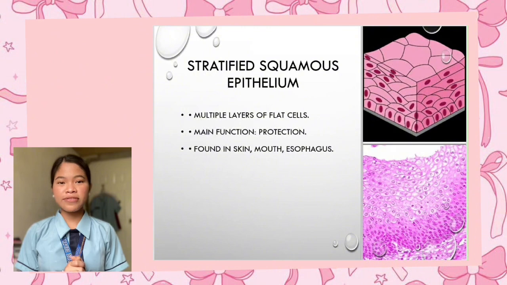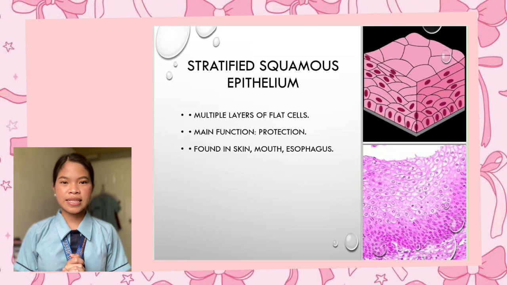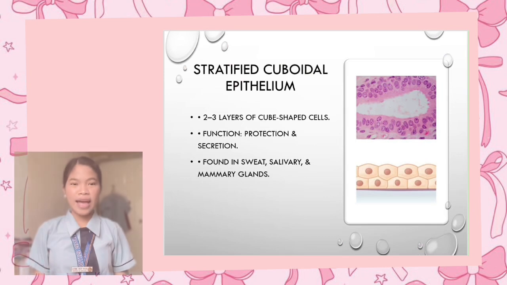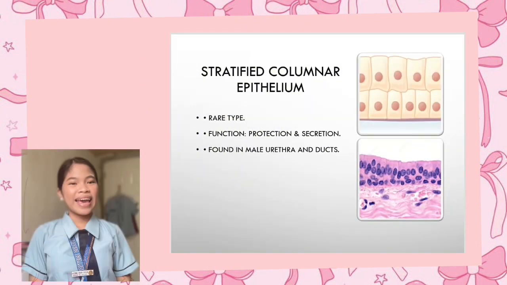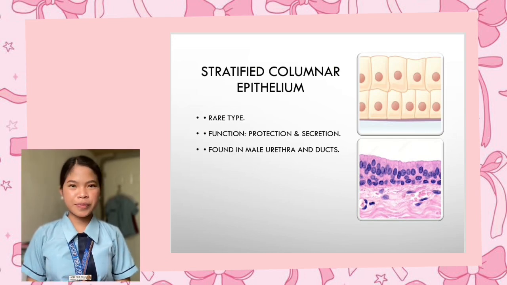Now, let's move to stratified epithelial tissues. These have multiple layers, which means they offer more protection. First is stratified squamous epithelium, found in areas exposed to a lot of friction like the skin, mouth, esophagus, and vagina. Its main function is protection. Stratified cuboidal epithelium, found in sweat glands, salivary glands, and mammary glands. It's mainly involved in protection and secretion. And lastly is the stratified columnar epithelium, found in the male urethra and ducts of some glands, also functioning in protection and secretion.